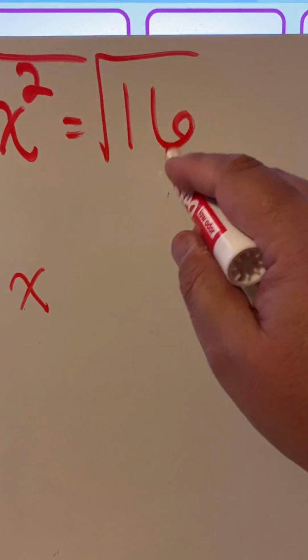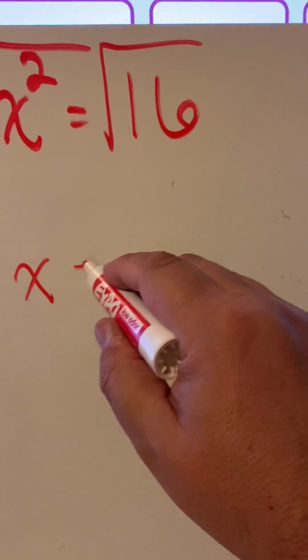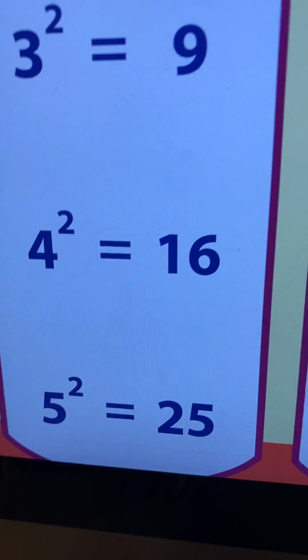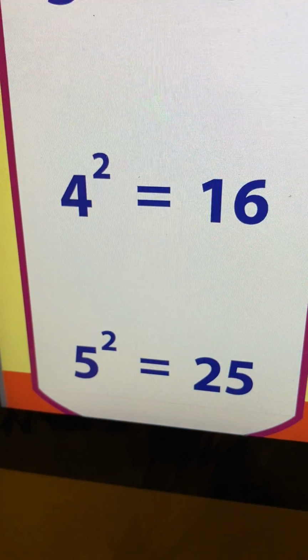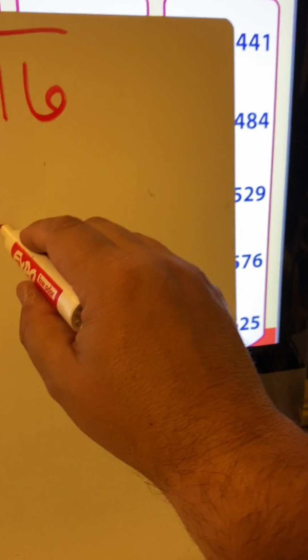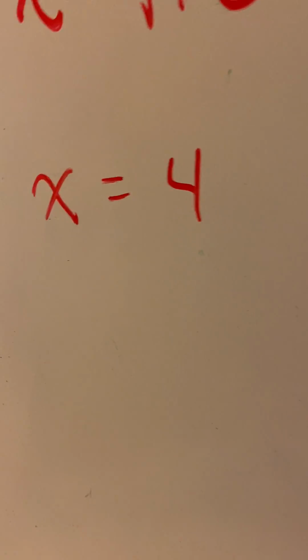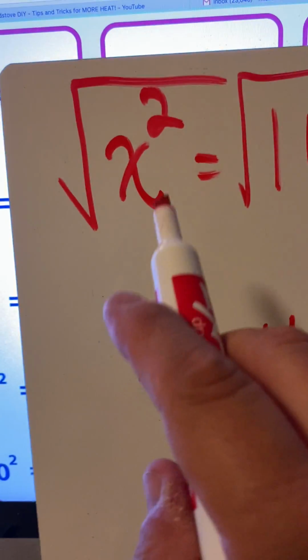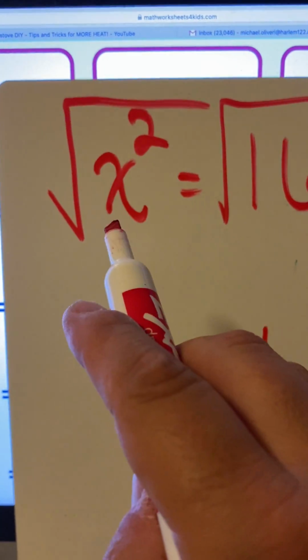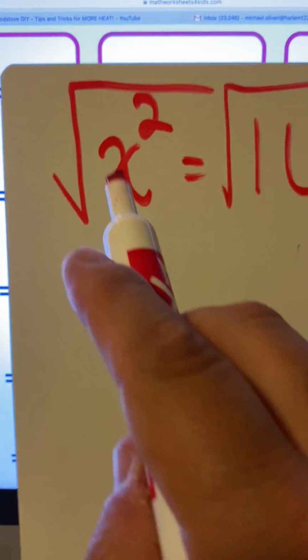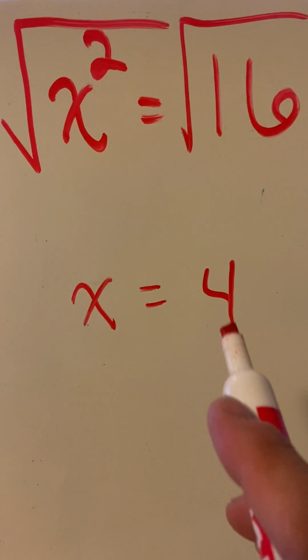And what number do you know multiplied by itself equals 16? Well, we just looked at it over here. 4 multiplied by itself, 4 squared, is 16. But you don't write 4 squared. Why? Because you took the square root. It's no longer squared. It's just the individual number that goes in for the x. What is x? X is 4.